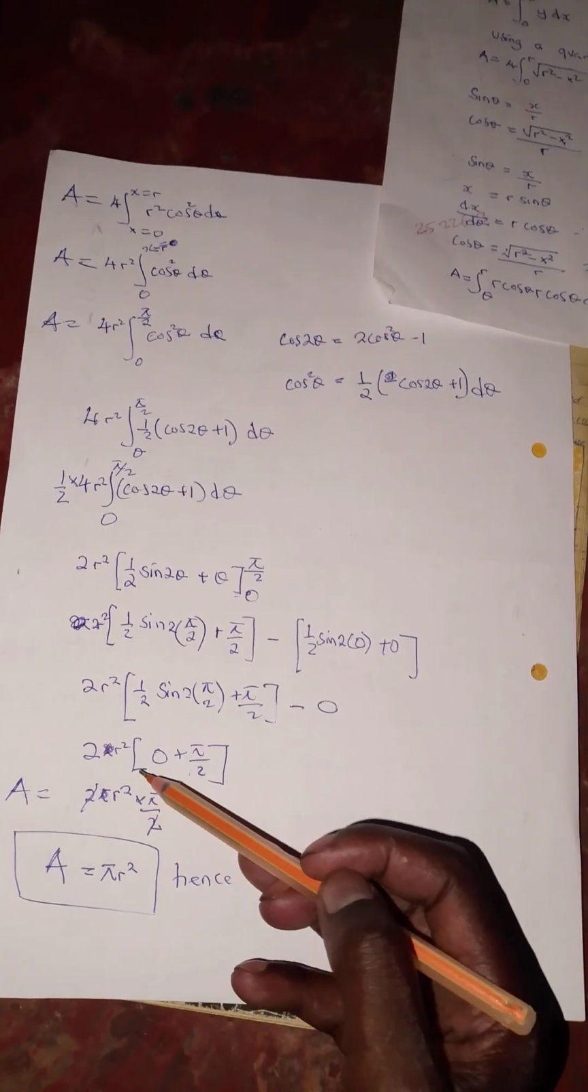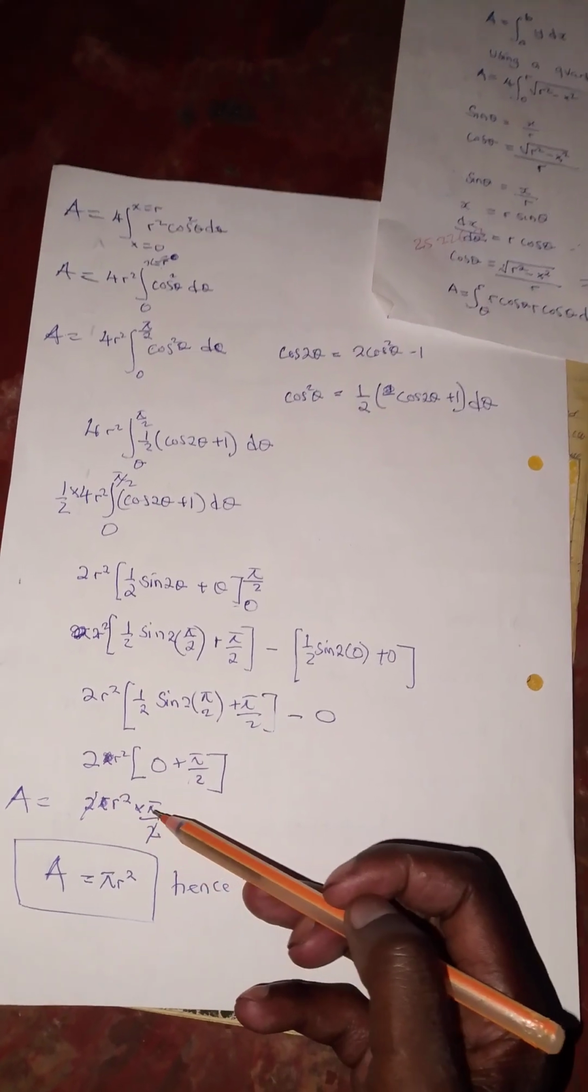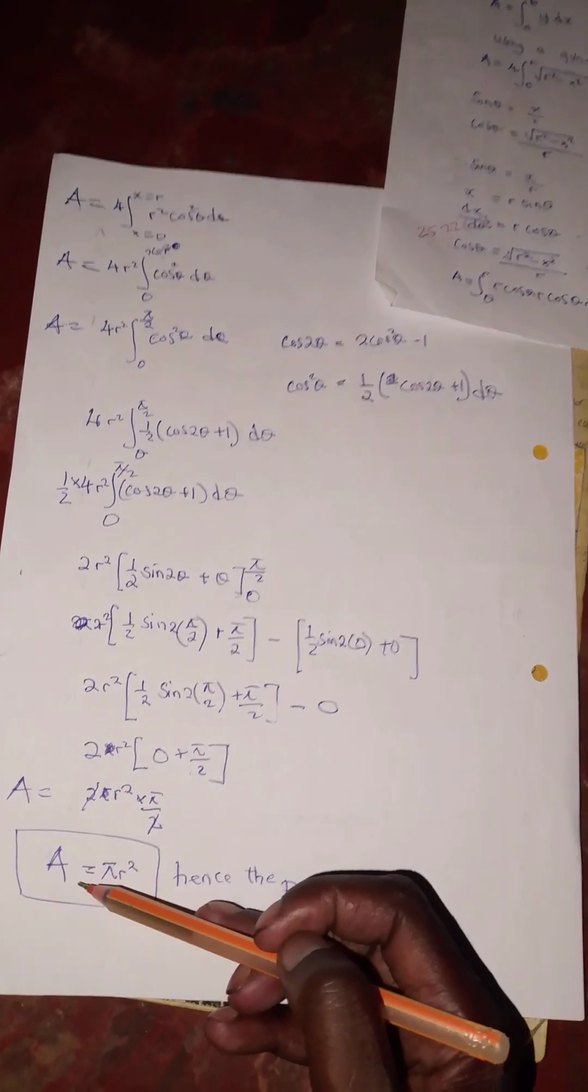You multiply by 2r squared, the 2 and the 2 cancel, and then we're going to remain with pi r squared. Therefore, area is equal to pi r squared.